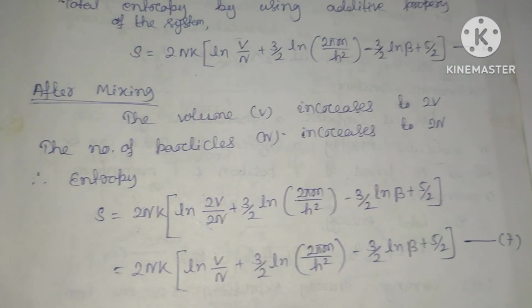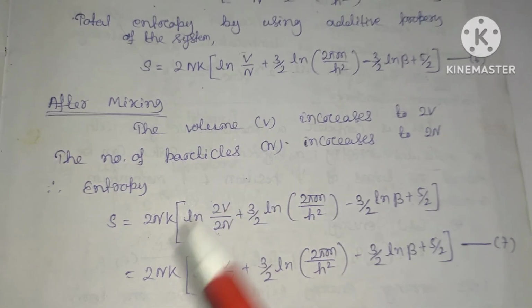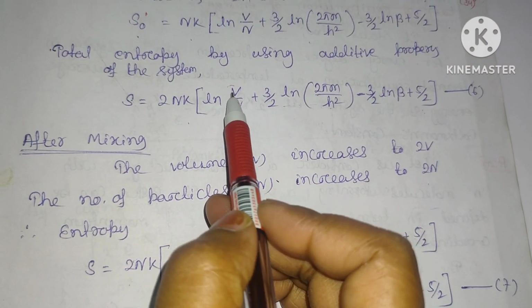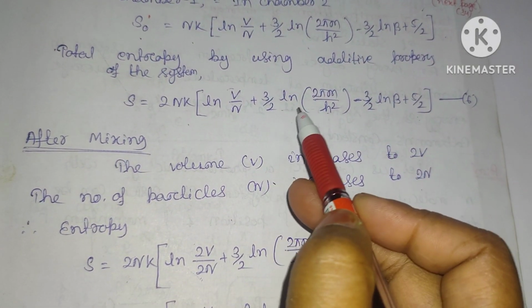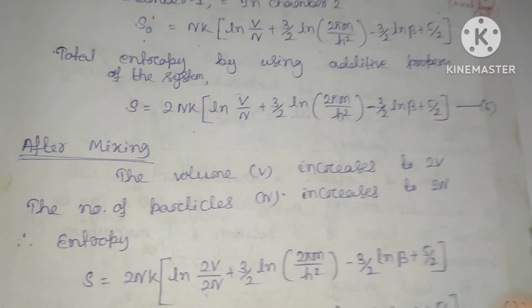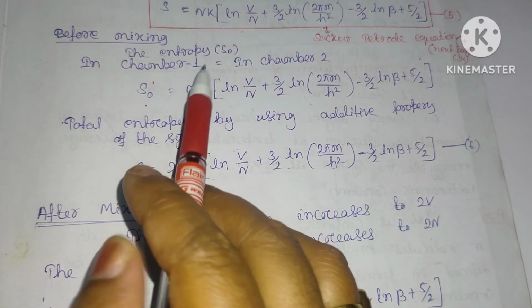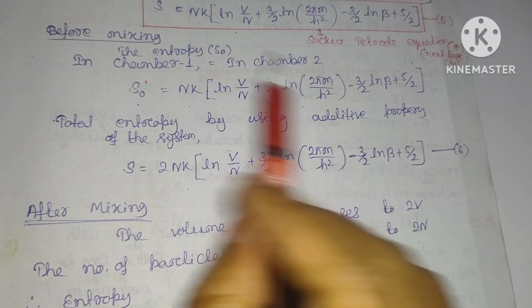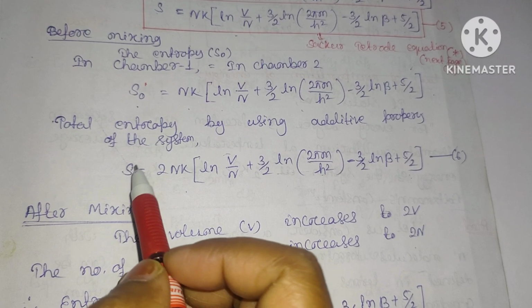Again, after mixing, if we calculate, the volume V increases to 2V and the number of particles increases to 2n. So now the entropy becomes twice of nk ln of 2V by 2n plus 3 by 2 ln 2 pi m by h square minus 3 by 2 ln beta plus 5 by 2. So clear? Before mixing S naught will be this much. In chamber 1 and chamber 2 before mixing the entropy is the same, so the total entropy will be twice of this much; since the entropy is the same in both chambers, we simply add them.